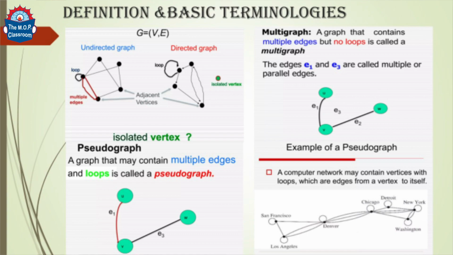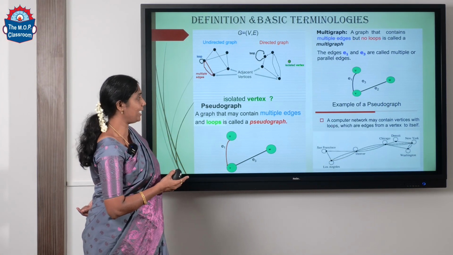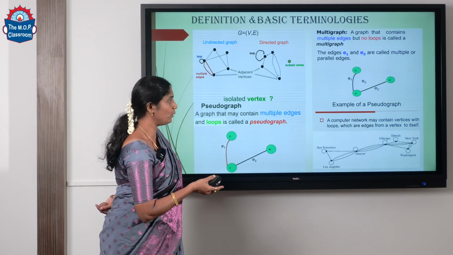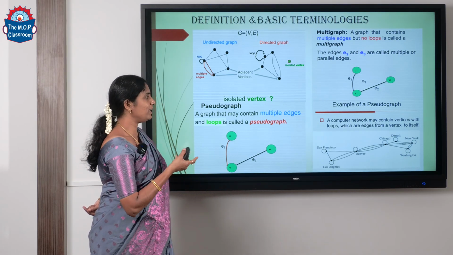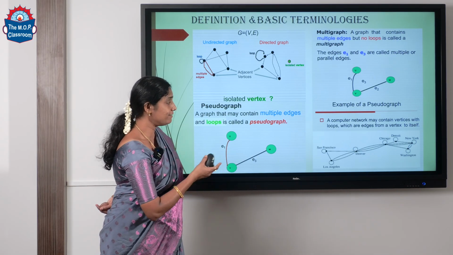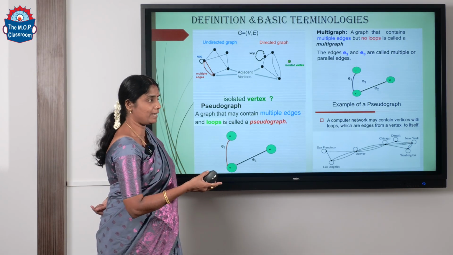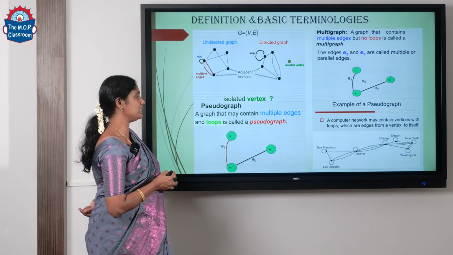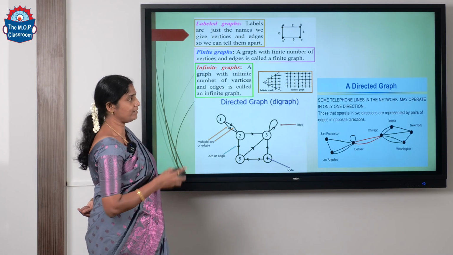And the next concept is the pseudograph. A pseudograph is a graph which may contain multiple edges and loops, the vice versa of your multigraph. And the next thing is an example where we have the multigraph concept as well as a pseudograph. Here there is a computer network which contains loops as well as edges from one vertex to another vertex. For example, it connects different cities, San Francisco, Los Angeles and Denver, where the computer network system has been given, where you can see the multiple edges as well as the loops. So which is a real life example.